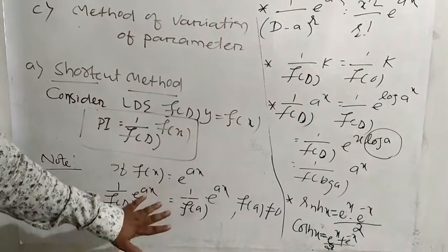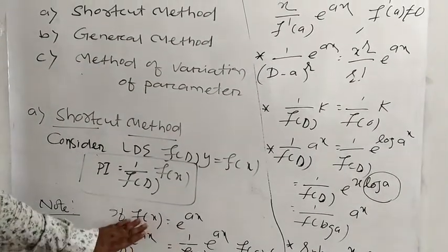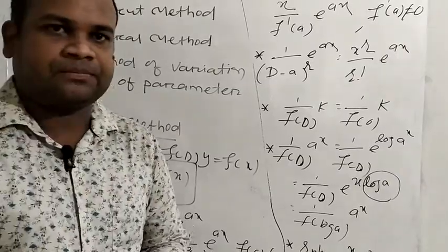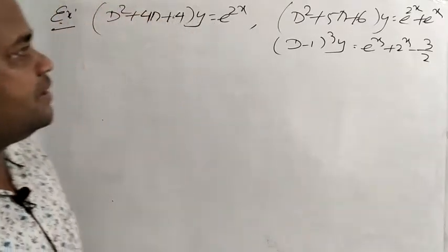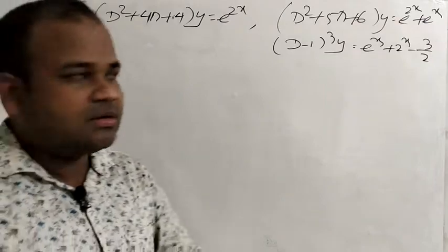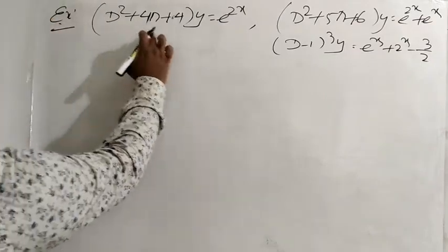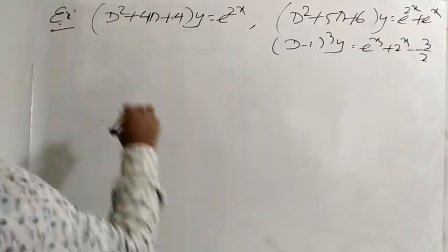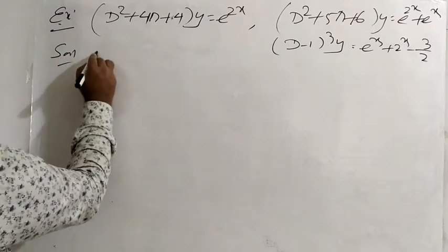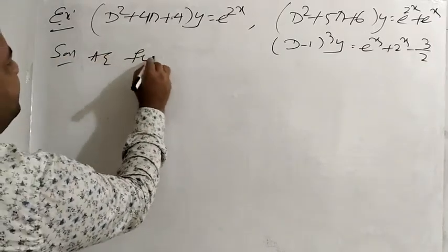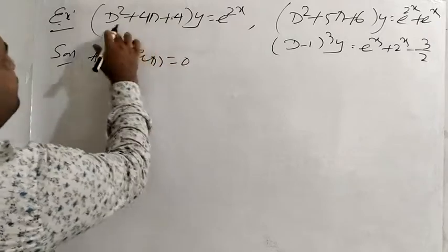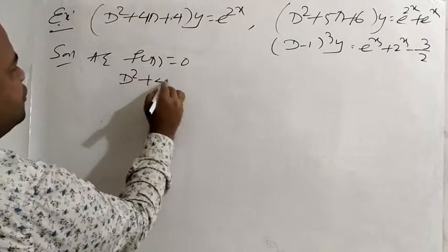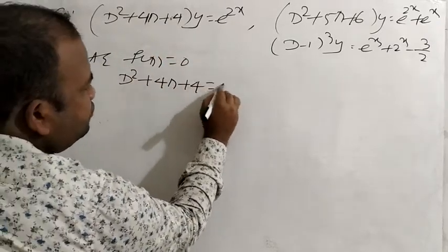Okay, so now we will solve the various types of problems based upon the shortcut method type first. So (d square plus 4d plus 4) into y equals e raised to 2x. Solution. So what is the auxiliary equation? F of d equals 0. So this is d square plus 4d plus 4 equals 0.